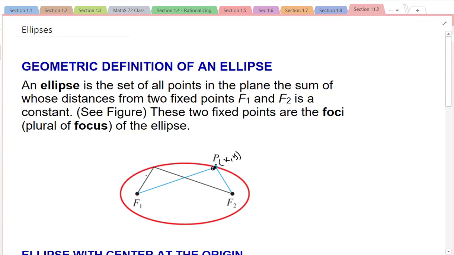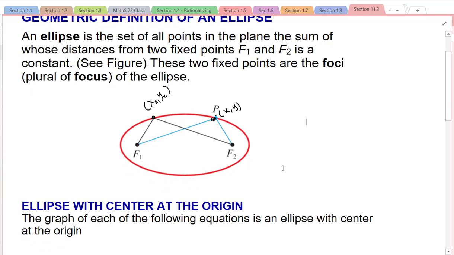So when you look at these black lines, that distance from another point, say x2, y2, the distance from that point to F1 plus the distance from that point to F2 is the same as the sum of the blue lines. And that creates the entire ellipse. So those two fixed points are the foci of the ellipse.